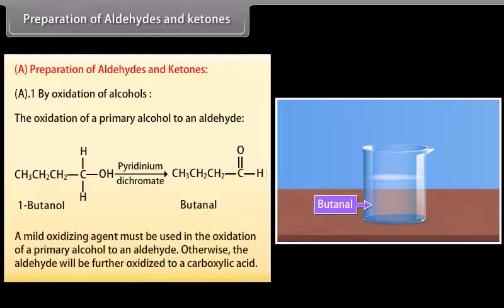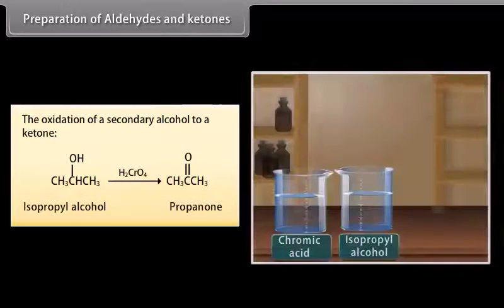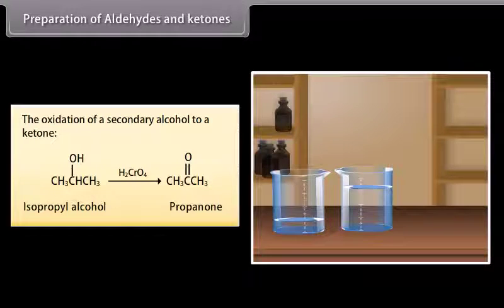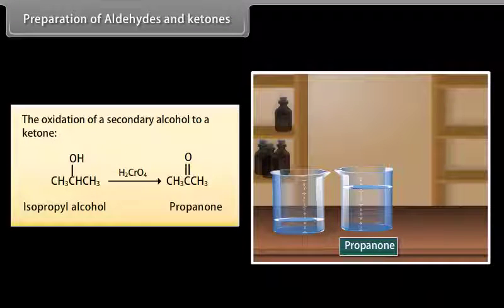A mild oxidizing agent must be used in the oxidation of a primary alcohol to an aldehyde. Otherwise, the aldehyde will be further oxidized to a carboxylic acid. The oxidation of a secondary alcohol to a ketone. On adding chromic acid to isopropyl alcohol, it forms propanone, which is a ketone.